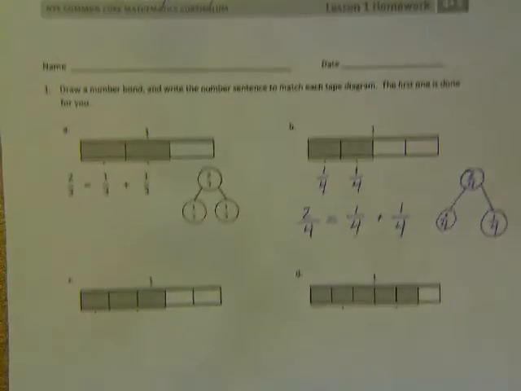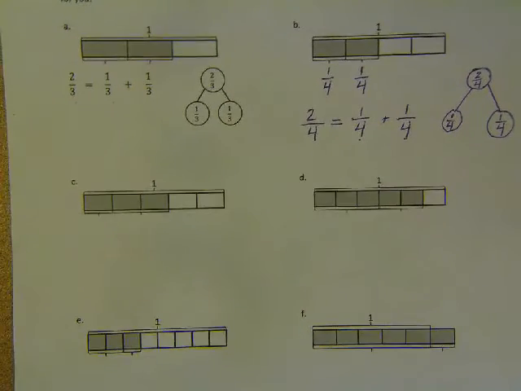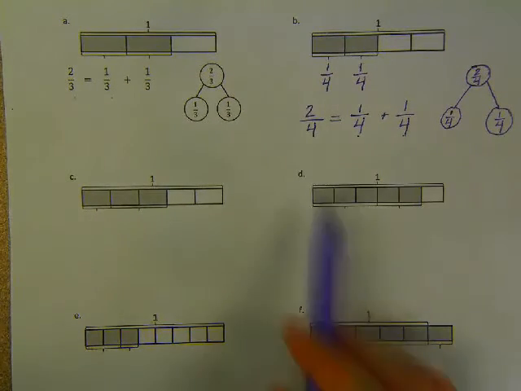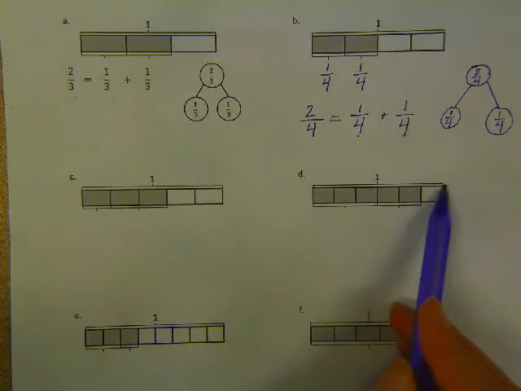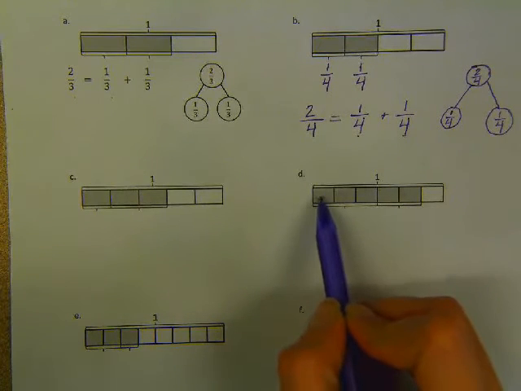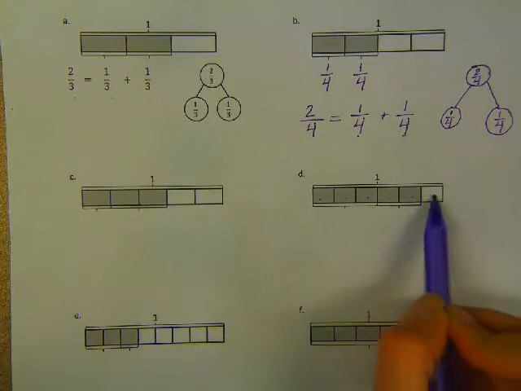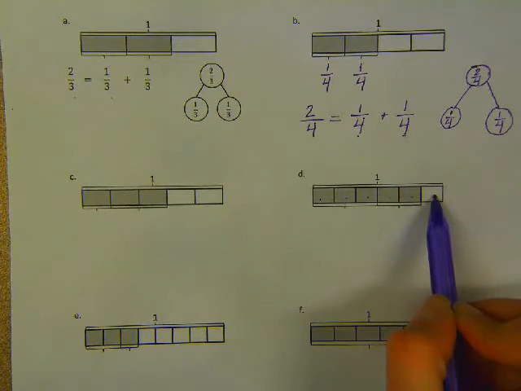I'm going to skip down to letter D and show that as an example as well. So underneath my one whole bracket, I need to count how many pieces there are. There are 1, 2, 3, 4, 5, 6 pieces. So my unit is 6.